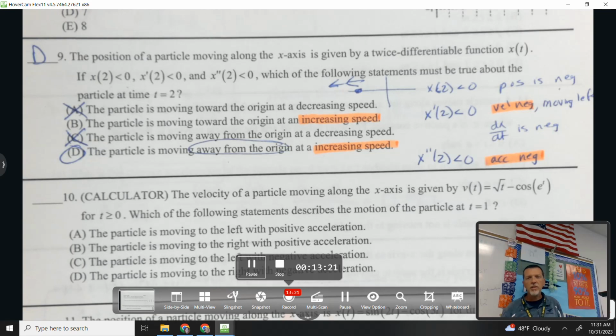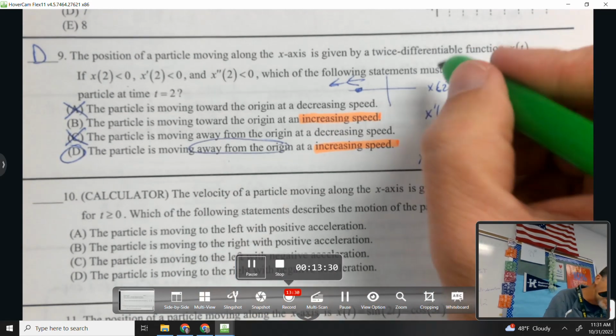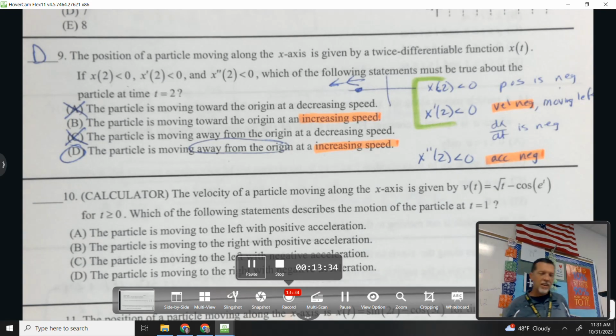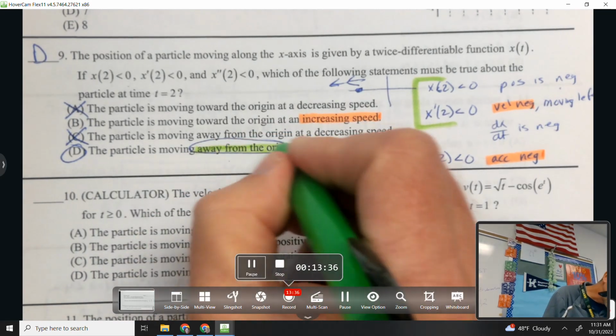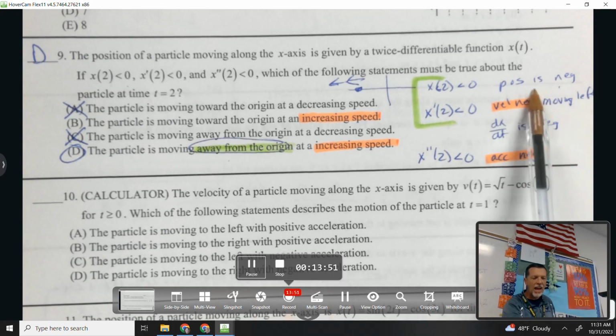That was kind of a tricky question, because you needed the velocity negative, acceleration negative to give you increasing speed. Position negative and velocity negative says away from the origin. So that was a lot of stuff going on in that one. Victor? If it was increasing speed, would it just be opposite acceleration and velocity? Correct. If V and A have opposite signs, then it is decreasing in speed.